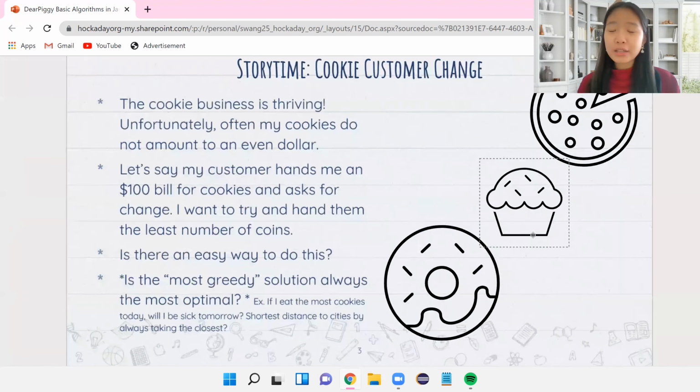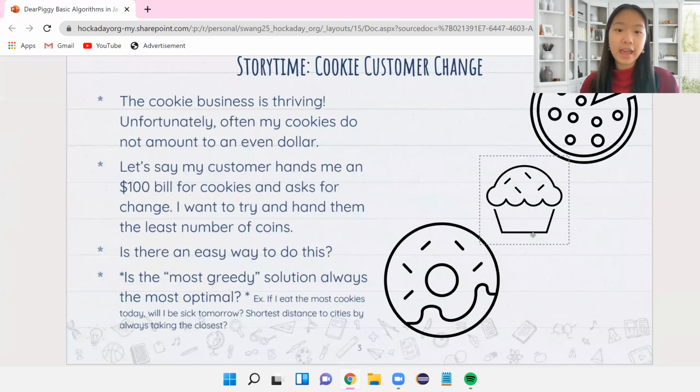As you know, I have a cookie business and it is thriving. It's doing amazing. I have plenty of customers. But as you know, cookies sometimes don't always come down to an even dollar, right? I won't say, just give me $35 flat. It would probably end up being something like $29.72. And let's say I have a customer who's a big shot. He's really rich, and he bought like $300 worth of cookies from me.